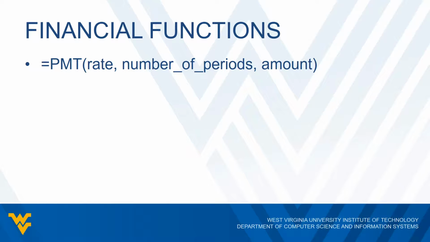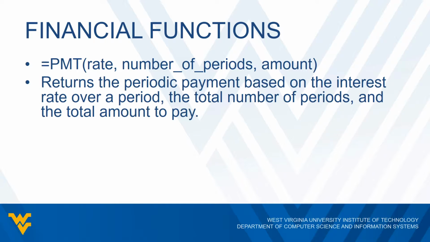There are three arguments in here: the rate, the number of periods, and the amount. What this function is going to do is return the periodic payment based on some interest rate over a period. It's also based on the total number of periods and the total amount to pay. So let's say you buy something and there's an interest rate involved, and you know how many payments you're going to make and the total cost. You can figure out what your periodic payment will be.